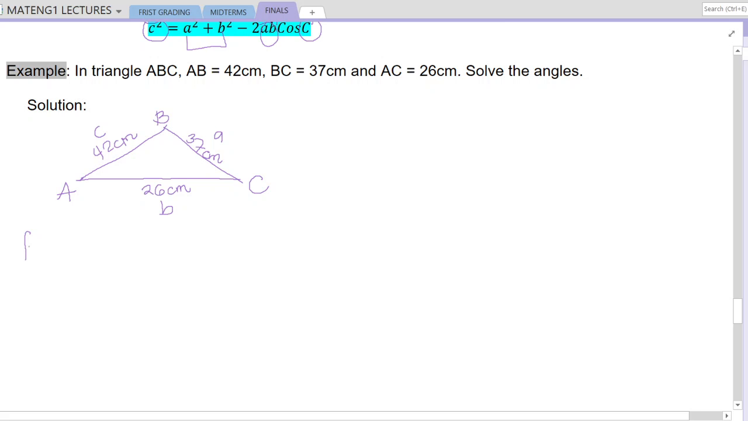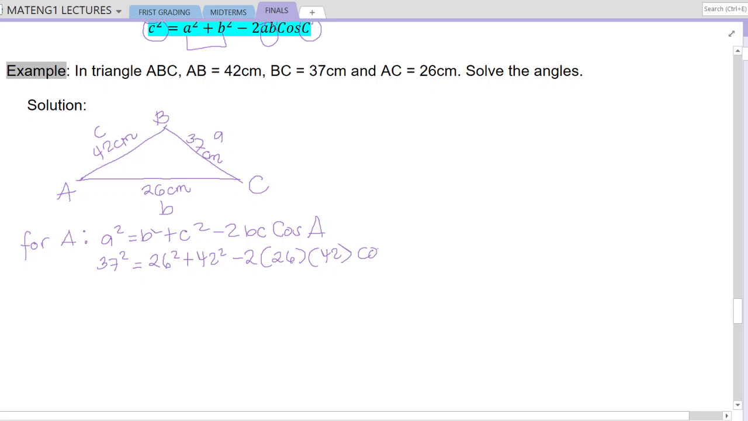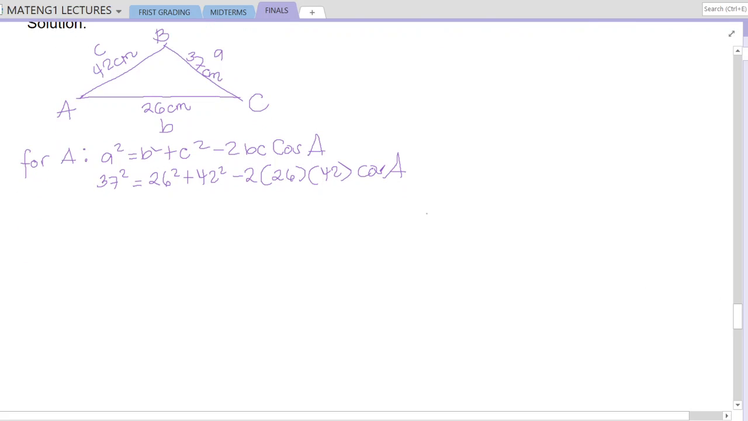Okay, so having that, we first get the value of the angle A. We use a squared is equal to b squared plus c squared minus 2bc cosine of the angle A. Substituting the values, a corresponds to 37 squared is equal to b squared, which is 26 squared, plus 42 squared minus 2 multiplied by 26 multiplied by c, which is 42, and then cosine of the angle A. So we may now compute for the value of cosine A.